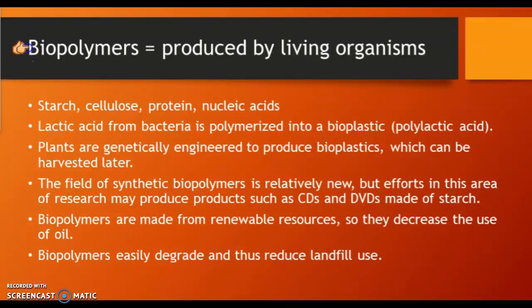And we're going to talk about some specific types of polymers. We have biopolymers. What does bio mean? Life. So biopolymers are produced by living organisms. So we have starch, cellulose, protein, nucleic acids like DNA. Lactic acid from bacteria is polymerized into a bioplastic called polylactic acid. Plants are genetically engineered to produce bioplastics. How cool is that? We can use a plant to make a form of plastic, which can be harvested later and also recycled a lot easier.